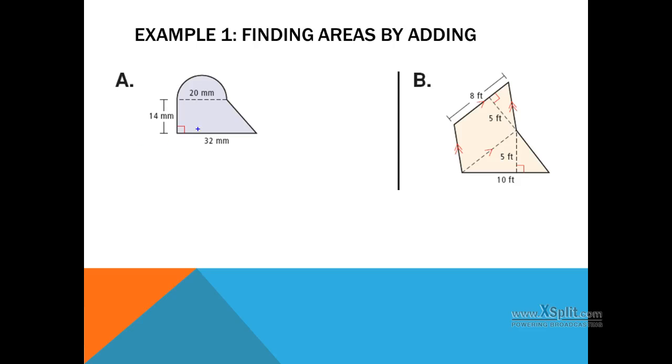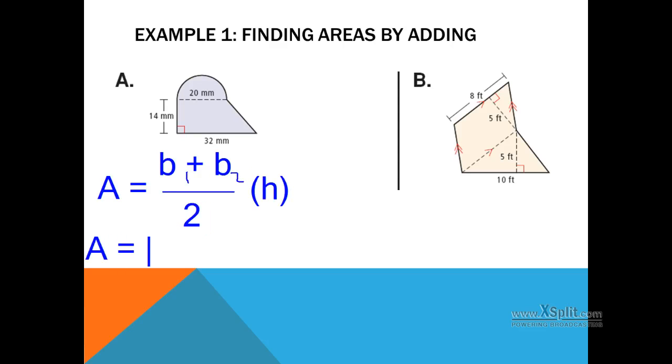For this first one, we need to find the area of each of these individual shapes. First one is a trapezoid. Remember our trapezoid equation: area is equal to base 1 plus base 2 all over 2, and we're going to multiply that by the height. So we can write that out as area is equal to 20 plus 32 all over 2, and we're going to be multiplying that number by 14.